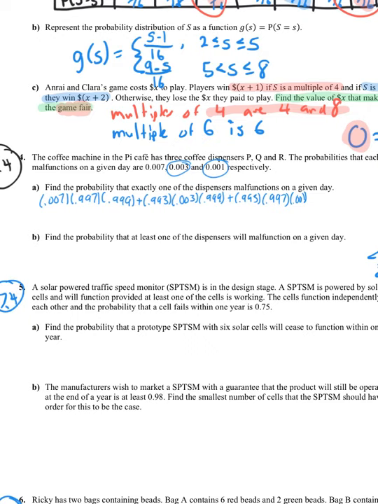And then part B says, find the probability that at least one of the dispensers will malfunction on a given day. So on this one, it's probably going to be easier to find 1 minus the probability that none of them fail. So if I do 1 minus the probability that none of them fail, then that takes away the probability that they're all working. And then what's left is you have the probability that at least one of them fails. Okay?